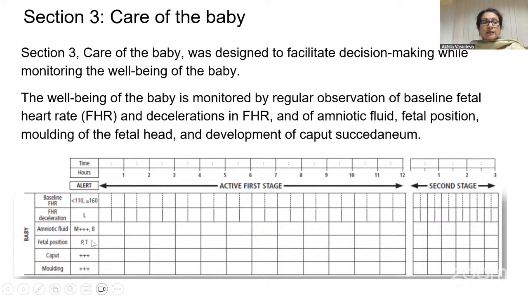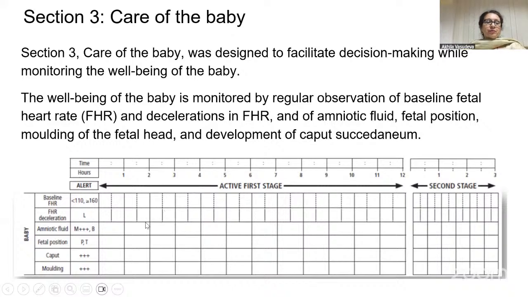But as long as the position is anterior, it doesn't become an alert issue in the labor care guide. Caput 3 plus and grade 3 molding are all alert issues when it comes to care of the baby. So I think this is very clear.